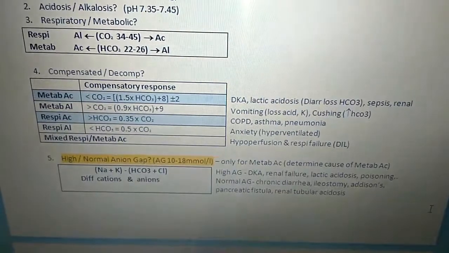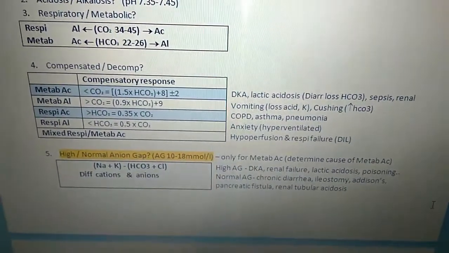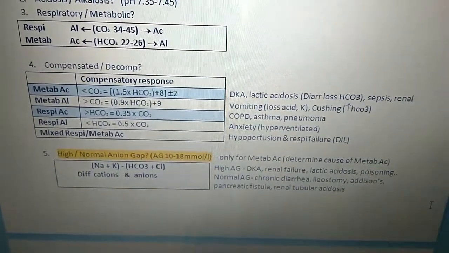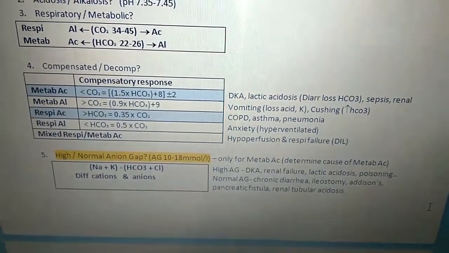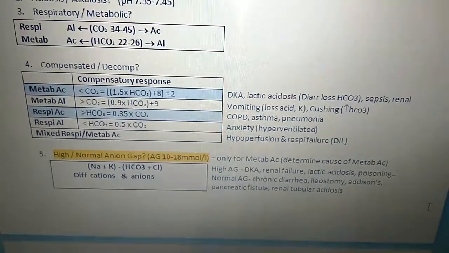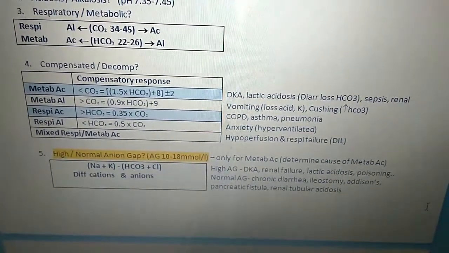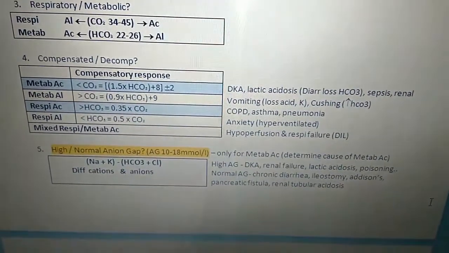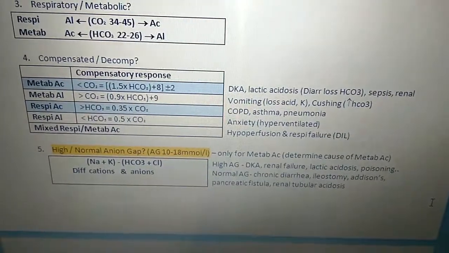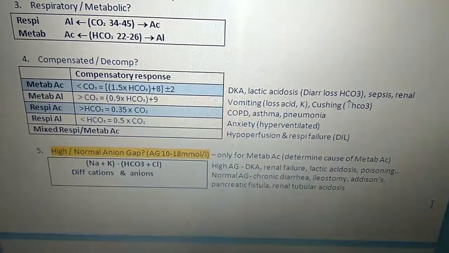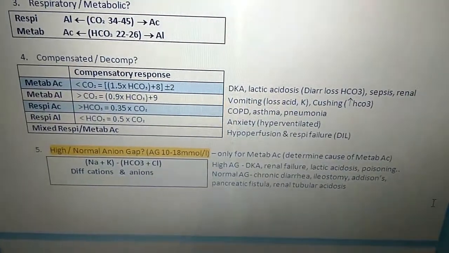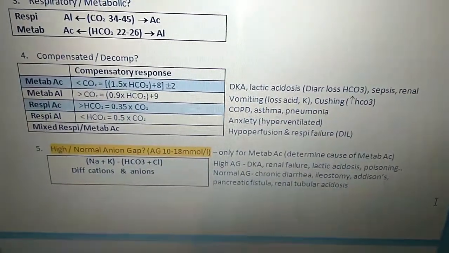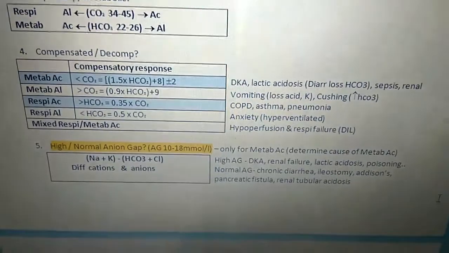Metabolic alkalosis formula: carbon dioxide equals 0.9 times bicarb, plus 9. Respiratory acidosis formula: bicarb equals 0.35 times carbon dioxide. Respiratory alkalosis formula: bicarb equals 0.5 times carbon dioxide.